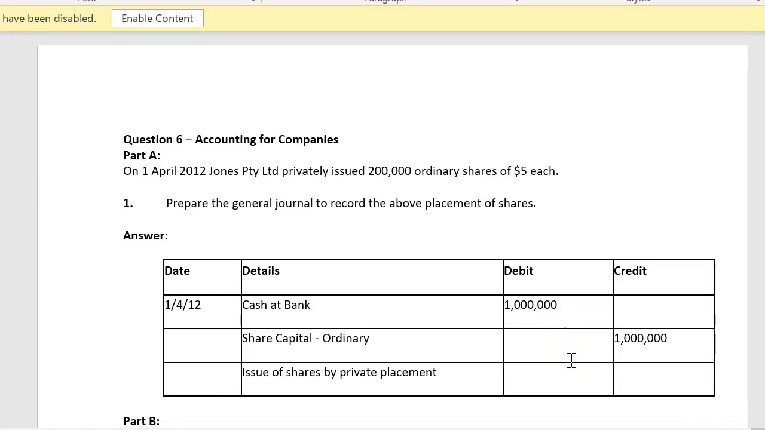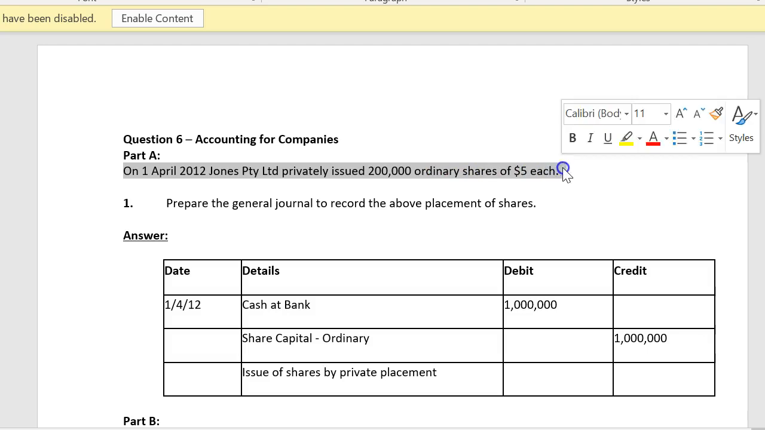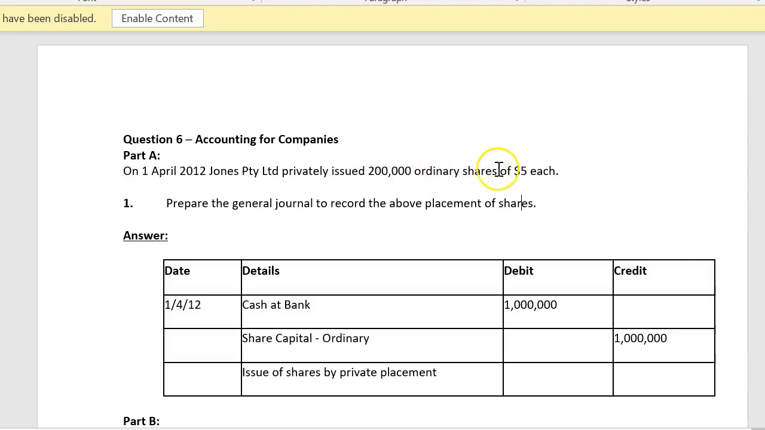All right, so we're back. Question number 6 is on companies. So accounting for companies, part A, you're given a private placement. On 1st of April 2012, Jones Limited privately issued 200,000 ordinary shares of $5 each, which means they received $1 million. So how do you record this?